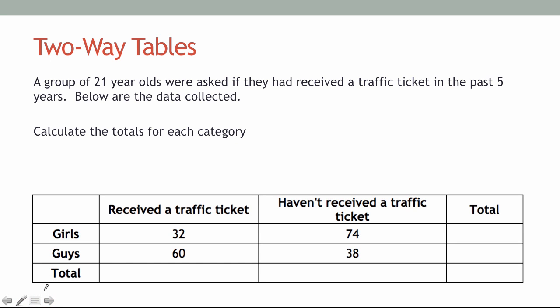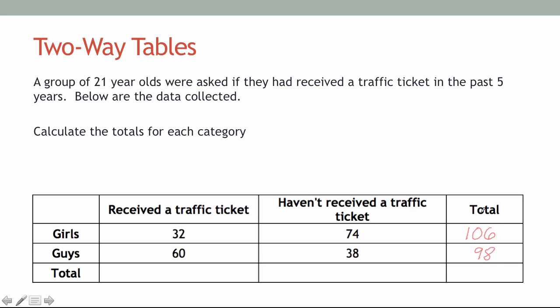So we have girls over here. We can see that out of the girls in the 21-year-olds posed, 32 of them received a traffic ticket. 74 had not received a traffic ticket, but a total of 106 girls were a part of the survey. For guys, we had 60 guys got a traffic ticket and 38 hadn't received a traffic ticket. So that is a total of 98. So slightly more girls were surveyed than guys.